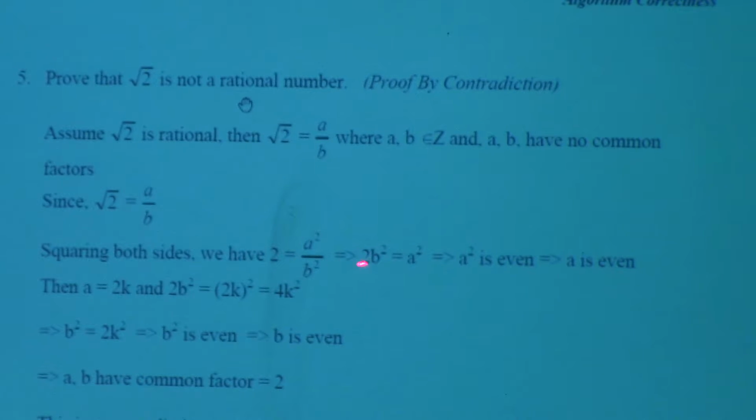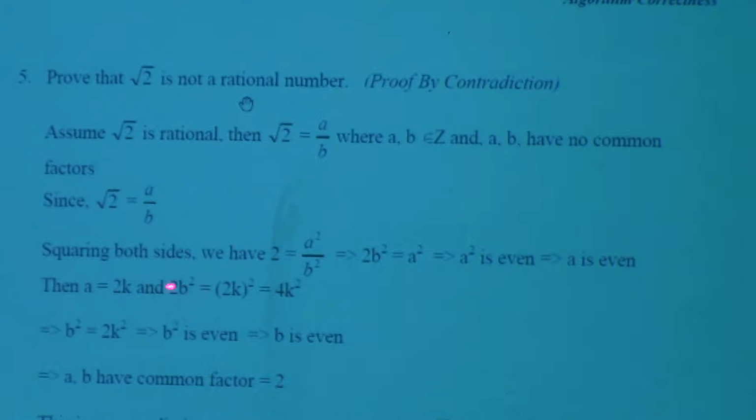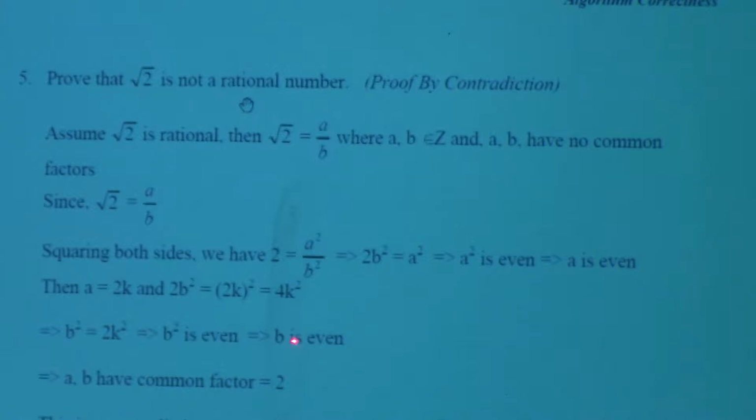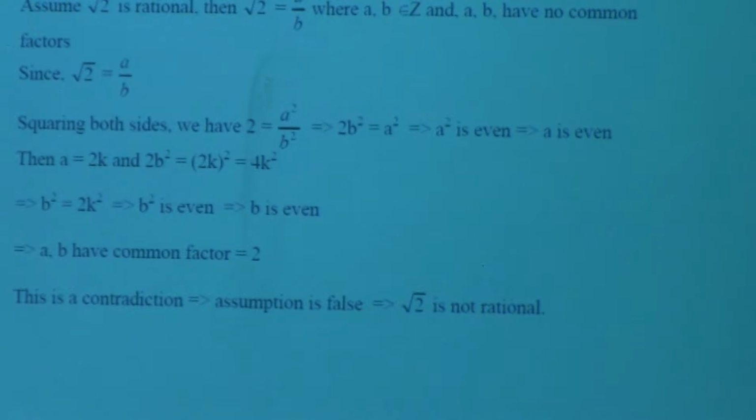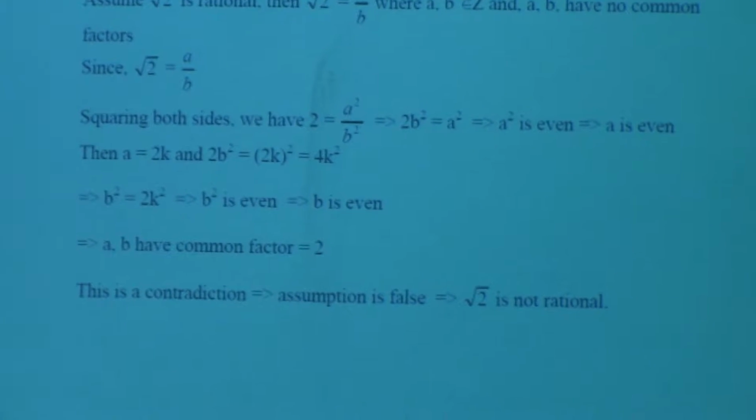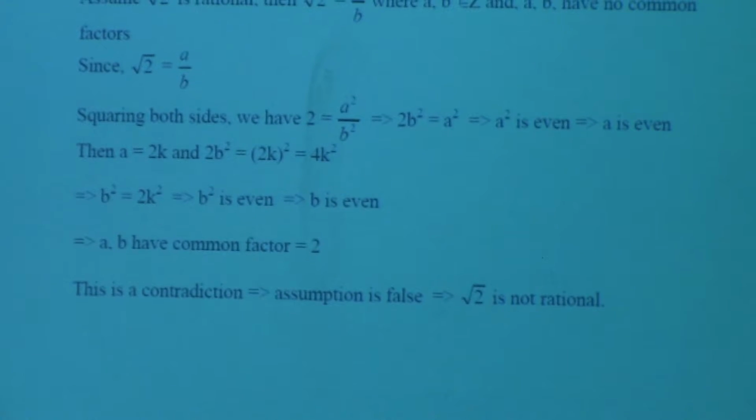Therefore, 2B squared is equal to A squared. But A is 2k, so 2B squared is equal to (2k) squared, just a substitution, which is equal to 4k squared. So 2B squared is equal to 4k squared. And now we can divide by 2, and we get B squared is equal to 2k squared. Which means that B squared is even. Why? Because B squared is equal to 2 times an integer. And if B squared is even, that implies that B is even. By the same token as A squared is even implies A is even, B squared is even implies B is even.